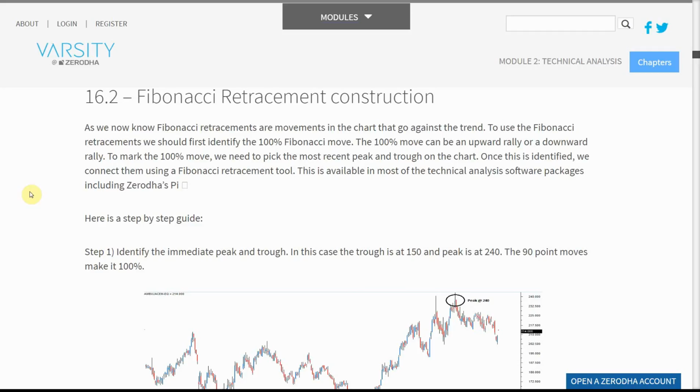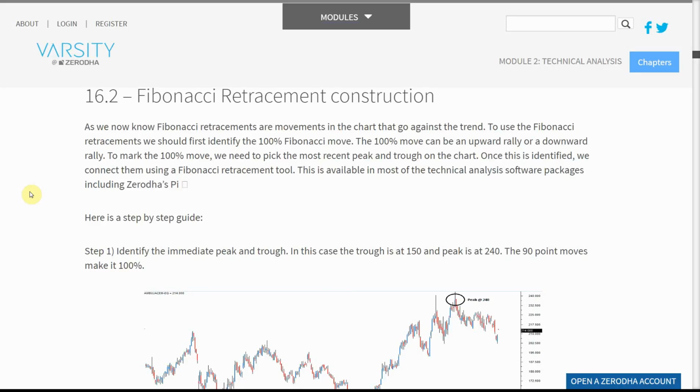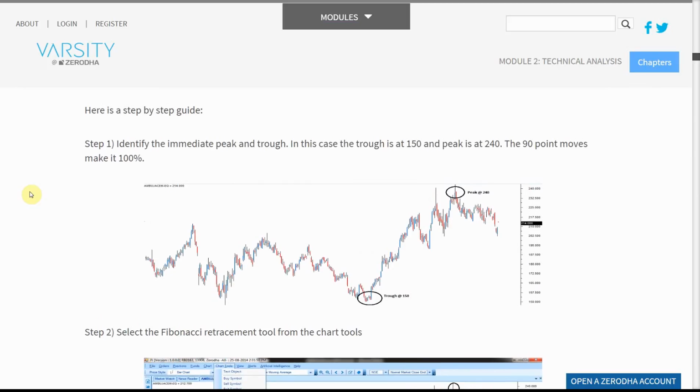This is available in most of the technical analysis software packages, including Zerodha Pi. Here is a step-by-step guide. Step 1. Identify the immediate peak and trough. In this case, the trough is at 150 and the peak is at 240. The 90-point move makes it 100%.